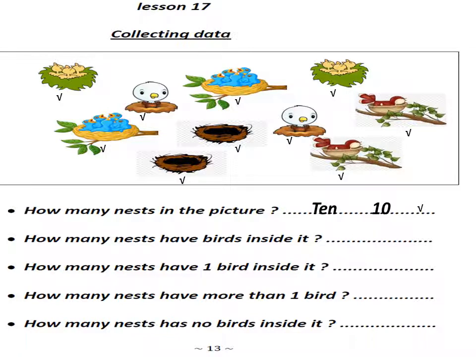How many nests have birds inside? We will start to count all the nests that have birds. 1, 2, 3, 4, 5, 6, 7, 8. So we have 8 nests.